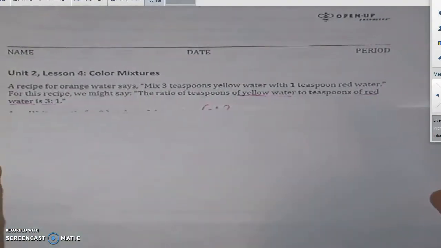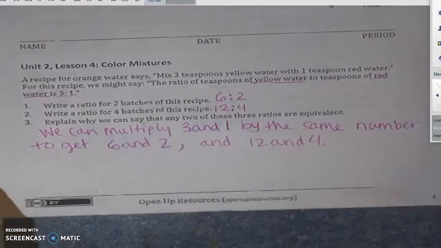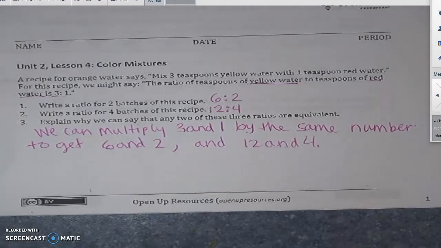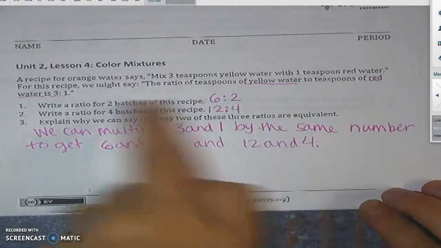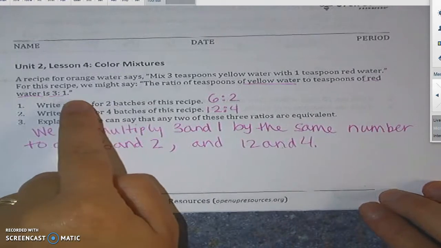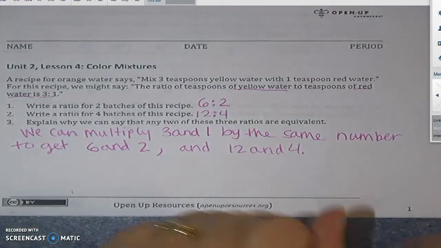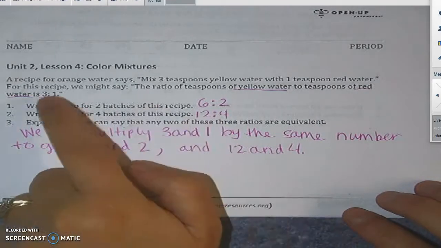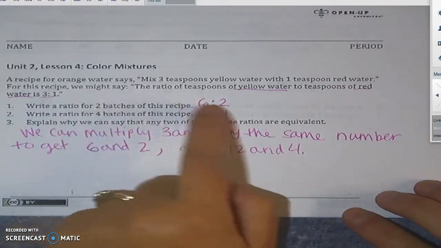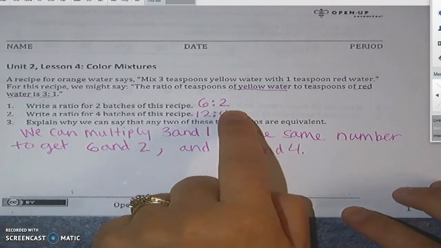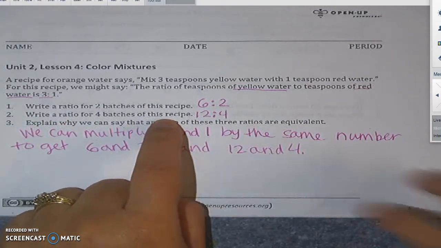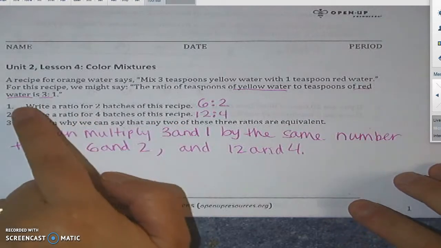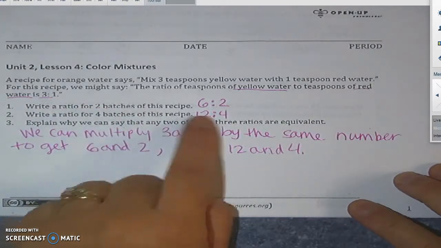So lesson 4, we needed to write a ratio for 2 batches of this recipe. So the ratio of teaspoons of yellow water to teaspoons of red water is 3 to 1. So for 2 batches, I'm going to multiply both numbers by 2. So 3 times 2 is 6. 1 times 2 is 2. So that's 6 to 2. Write a ratio for 4 batches of this recipe. So this time I'm multiplying both numbers by 4. So 3 times 4 is 12, 1 times 4 is 4.